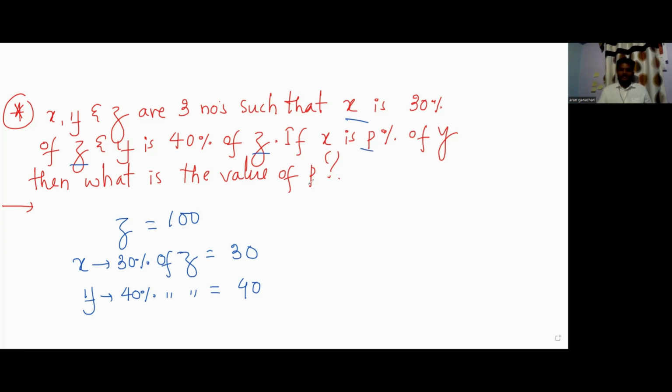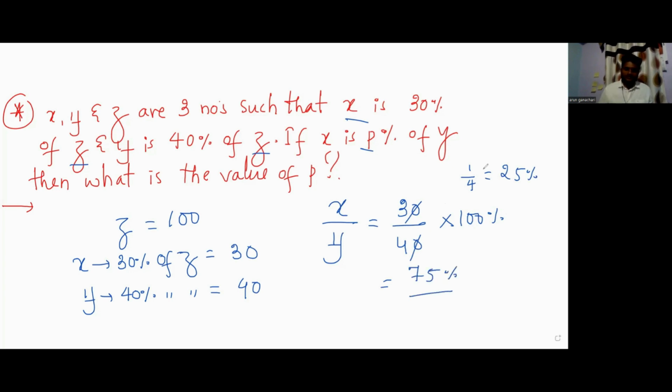They are comparing X and Y. We have to find X by Y. What is X by Y? X by Y is how much? 30 by 40 into 100% because we are supposed to find percentage. 0 and 0 will get cancelled. What is 3 by 4 in percentage? What is 1 by 4 in percentage? 1 by 4 is 25%. So 3 by 4 will be how much? 75%. Getting this?